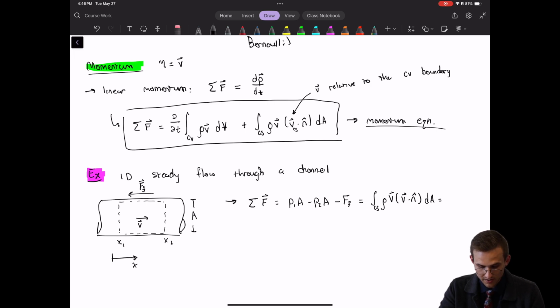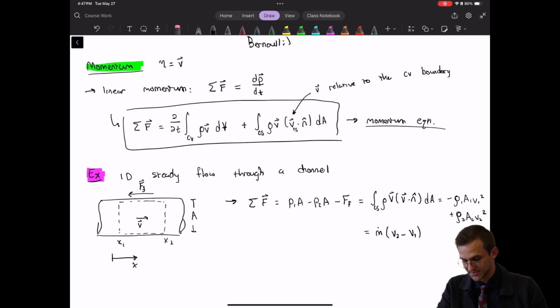So at point 1, the outward facing normal is anti-aligned with the velocity. So you pick up a negative sign. You have minus rho 1 a1 v1 squared, and then at point 2, they're aligned, so you don't pick up a negative sign. So you have rho 2 a2 v2 squared. Okay, and then you can see that you could express this as m dot times v2 minus v1.